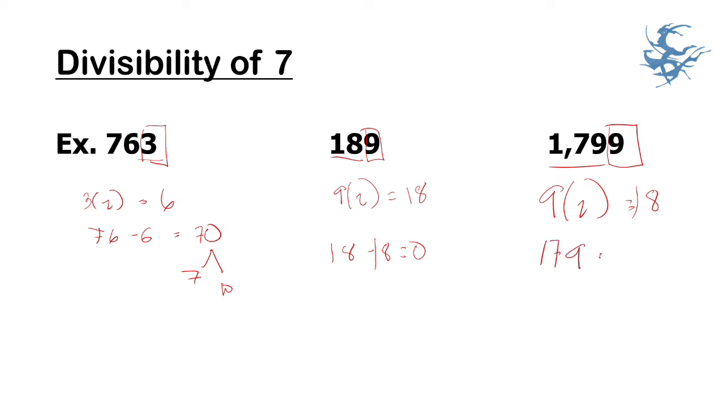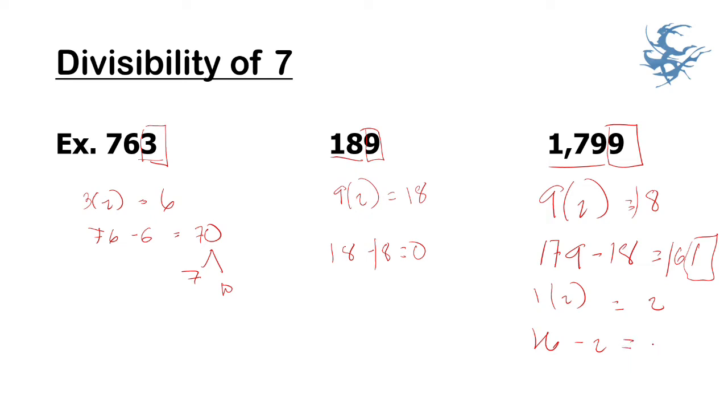179 minus 18, ang result is 161. Right? Now, since malaki pa yung 161, it's not small enough for us to figure out if it is divisible by 7. So, ang gagawin natin, uulitin lang natin yung process, okay? So, kukunin natin yung last digit, 1. Multiply natin sa 2, equals 2. Ima-minus natin sa 16.